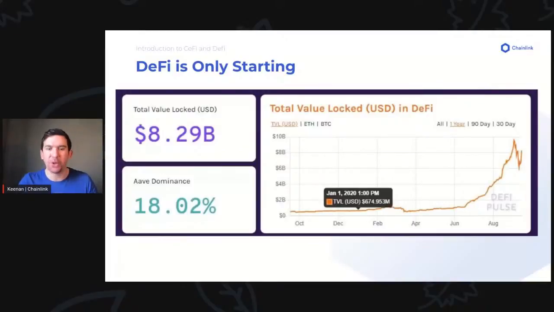And so why is this the perfect time to be creating this? It's a perfect time because DeFi is only starting. You can see that back at the beginning of this year, there was less than, it looks like, $674 million locked in DeFi applications. And now we're upwards of close to 10 billion. And this was in September. I think it is over 10 billion at this point. So you can see that it's just growing rapidly.